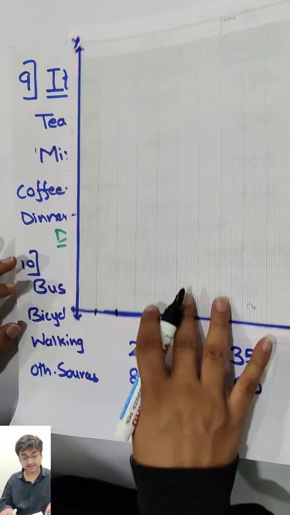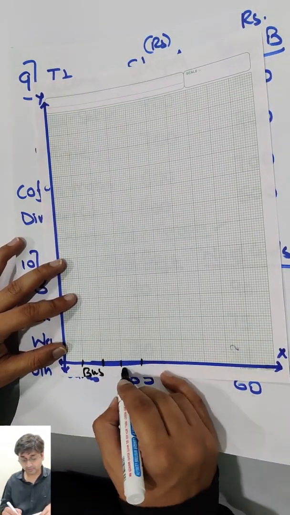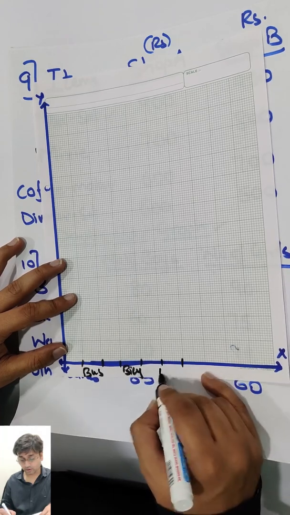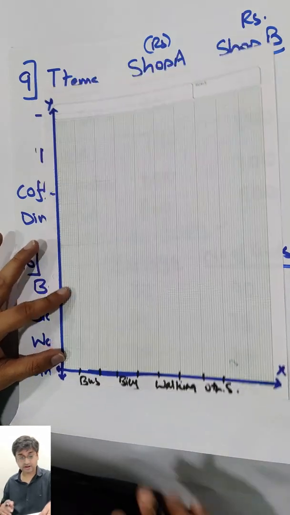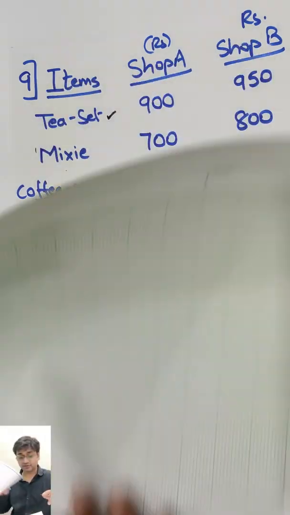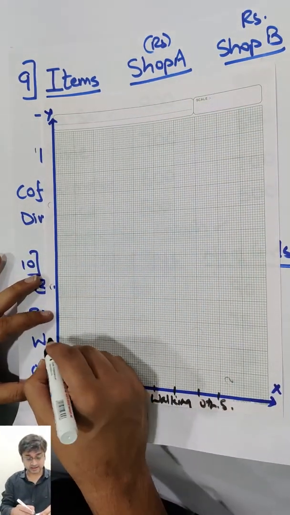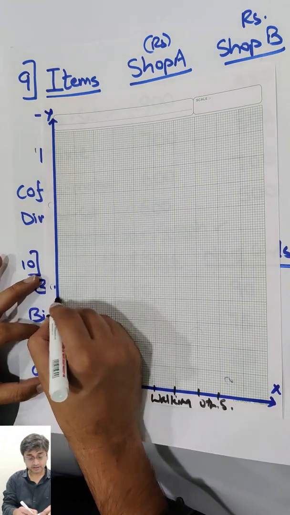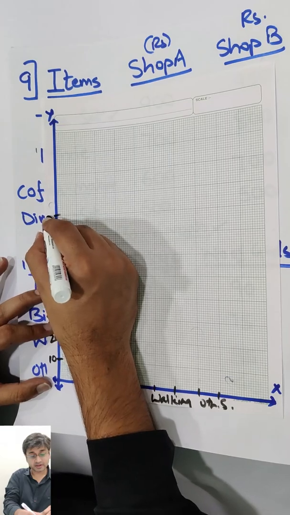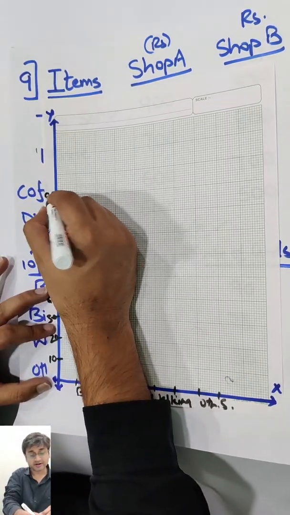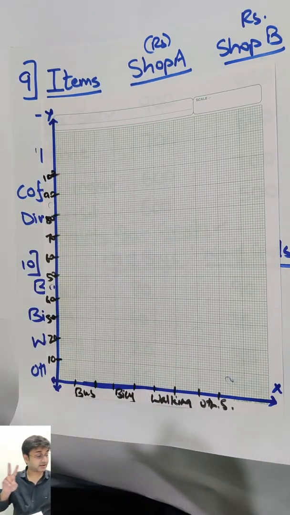Let's calibrate. X axis is bus, bicycle, walking and other sources. Alright. Calibration highest seem to be 90. So 90 divided by 10. So 9, closest is 10. So let's take 10, 20, 30, 40, 50, 60, 70, 80, 90 is the highest, so go till 100 at least. Alright, once you calibrated this, the second part is done.